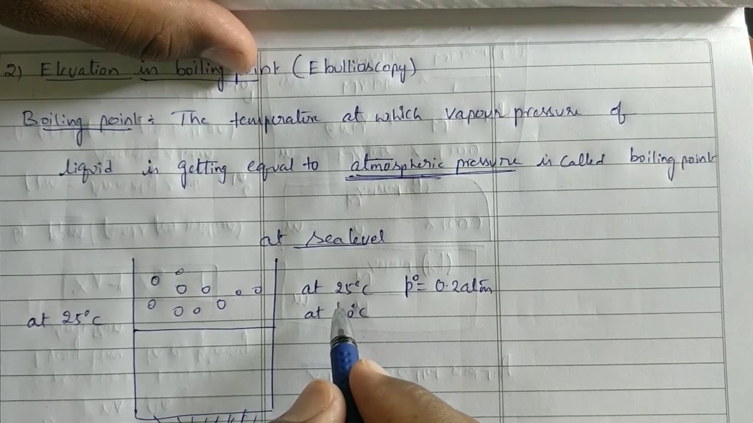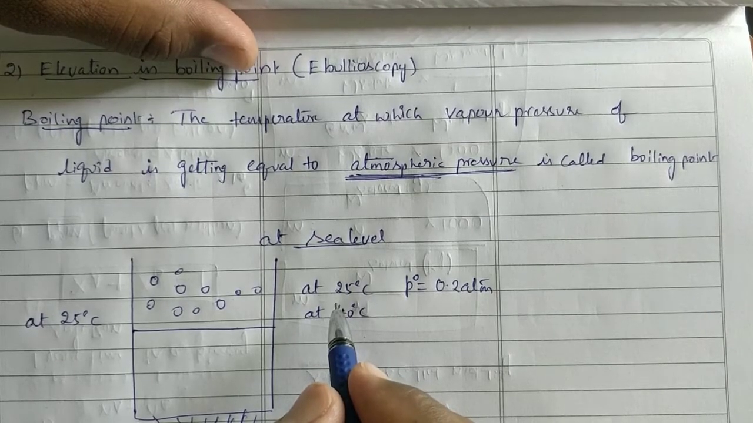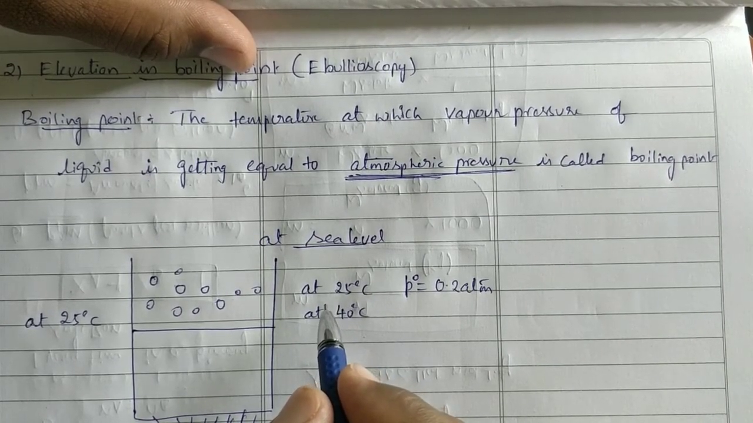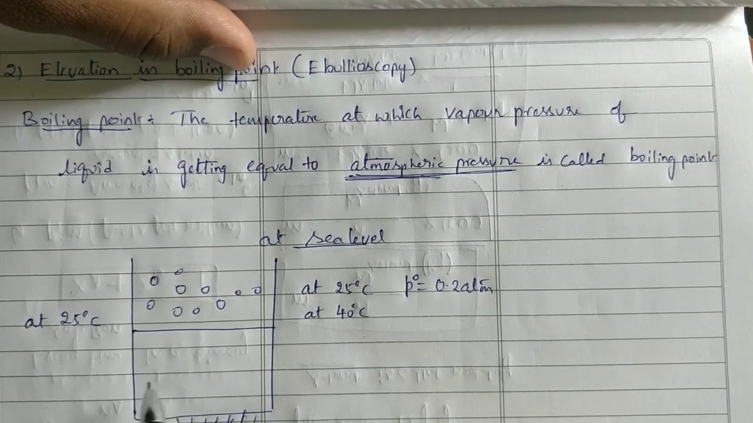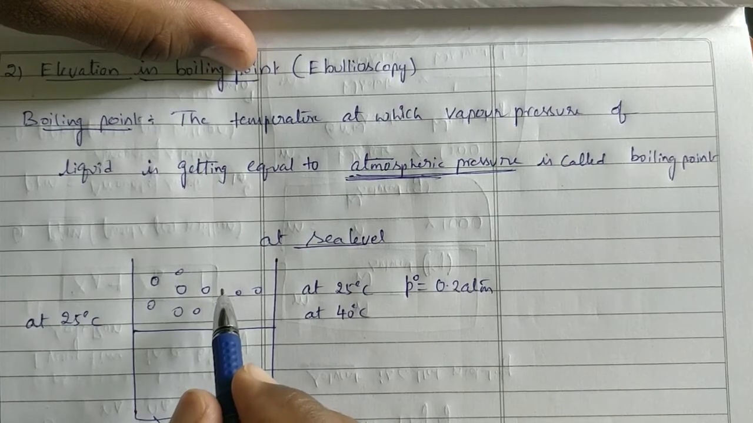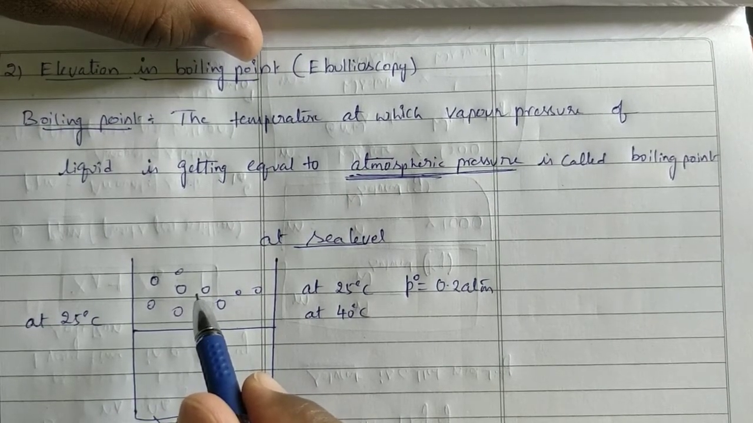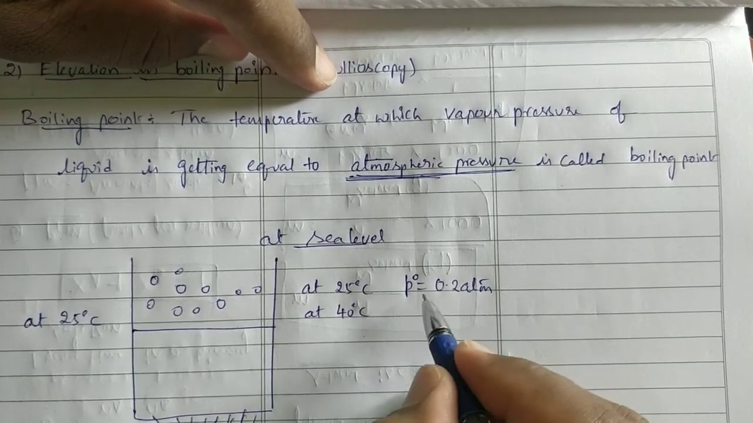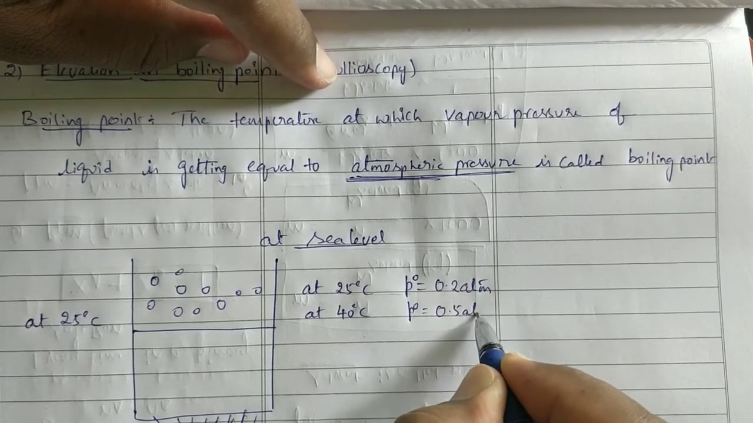Okay, then again equilibrium will be shifted in a way that the rate of forward reaction is equal to the rate of backward reaction. In that way, vapor pressure is getting increased. Otherwise, when temperature is increased, more molecules can escape into the gaseous state. Automatically, more vapor pressure is there. Vapor pressure will be increased. Is it clear? Now, at 40 degrees centigrade, this pressure will become 0.5 atmosphere.